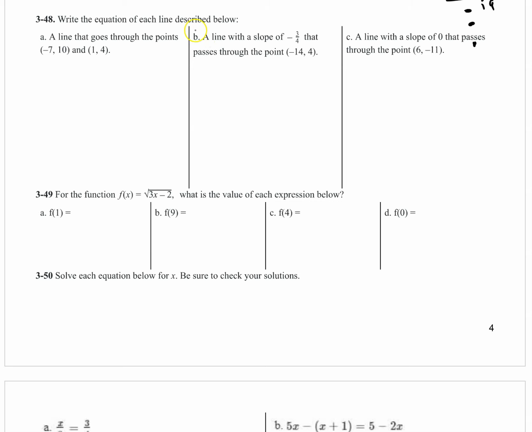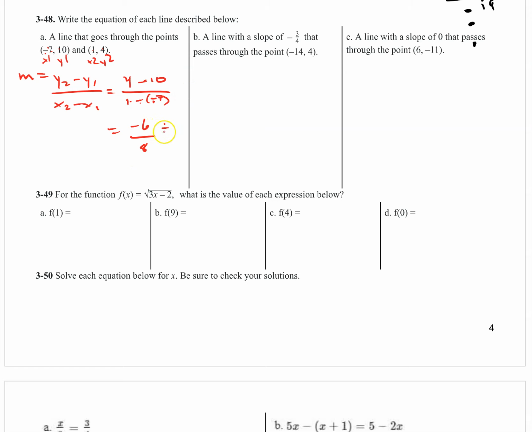3-48, write the equation of each line described below, a line that goes through these points. So to get the equation, let's start by finding the slope. We call this x1, y1, and x2, y2. These are our 2 points. And then let's plug them into the formula, y2 minus y1 over x2 minus x1. So this is going to be 4 minus 10 over 1 minus, careful here, 1 minus negative 7. So we're subtracting a negative number. So 4 minus 10 is negative 6, and 1 minus negative 7, that's 1 plus 7, that's just going to be 8.